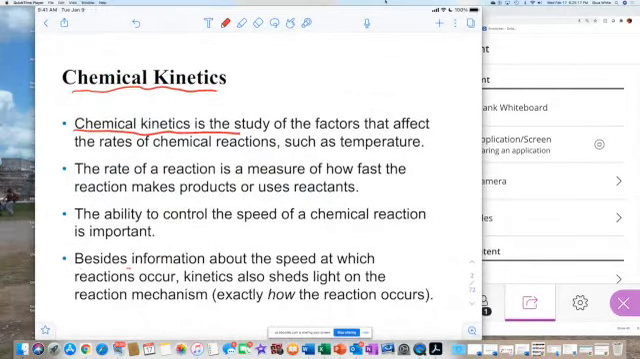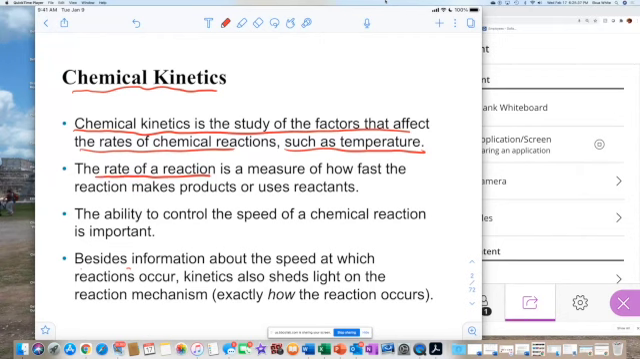Chemical kinetics is the study of the factors that affect the rate of chemical reactions, such as temperature. We will see later on there's more than just one factor, but for right now, we're saying there are certain characteristics that influence the rate of the chemical reaction. Once we know those characteristics, then we can use them to our advantage, okay?